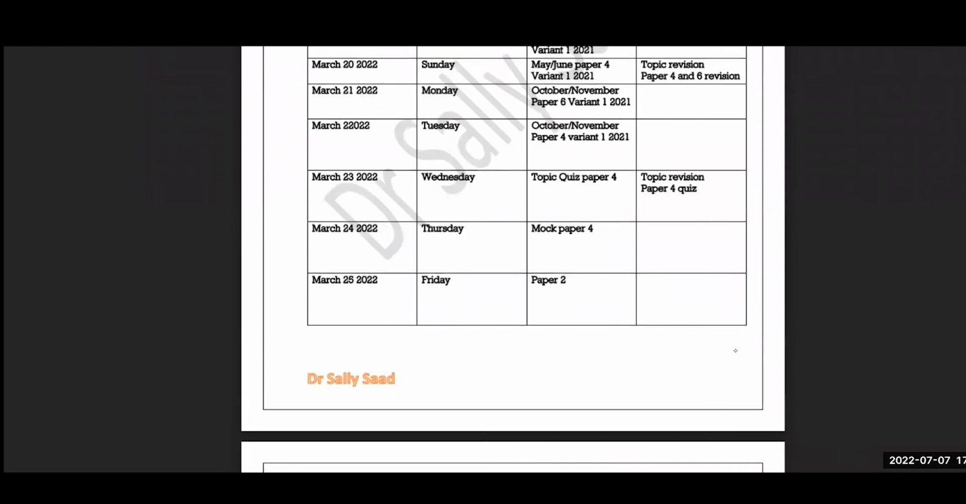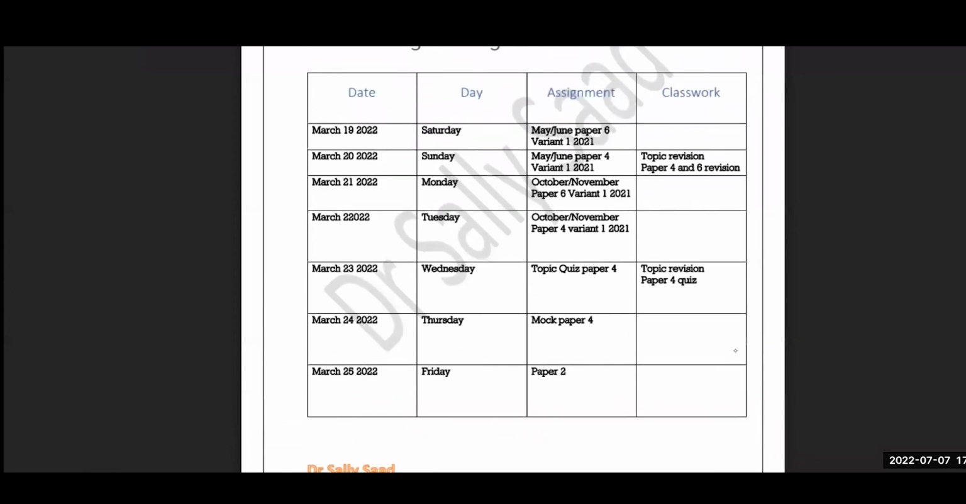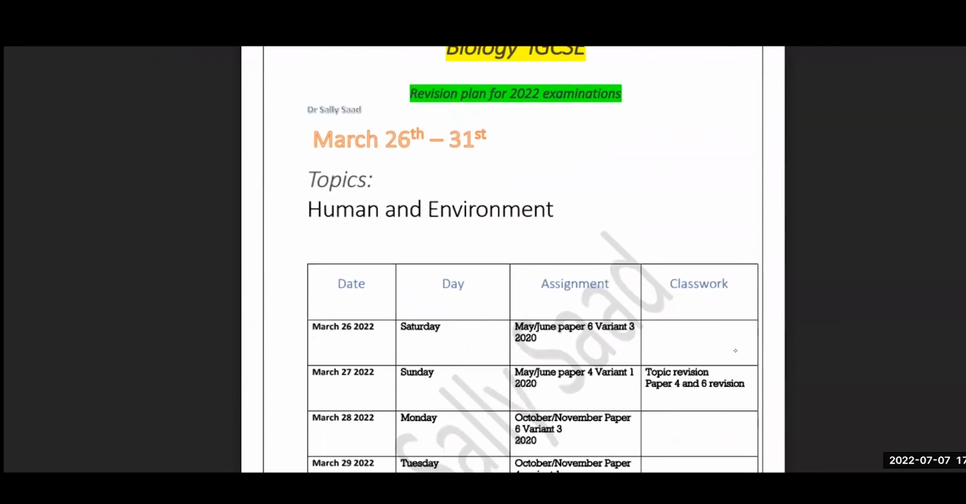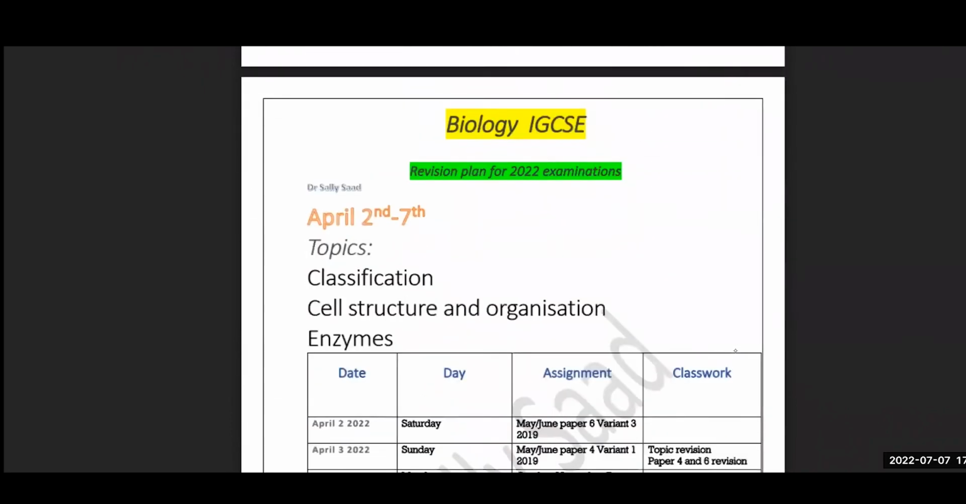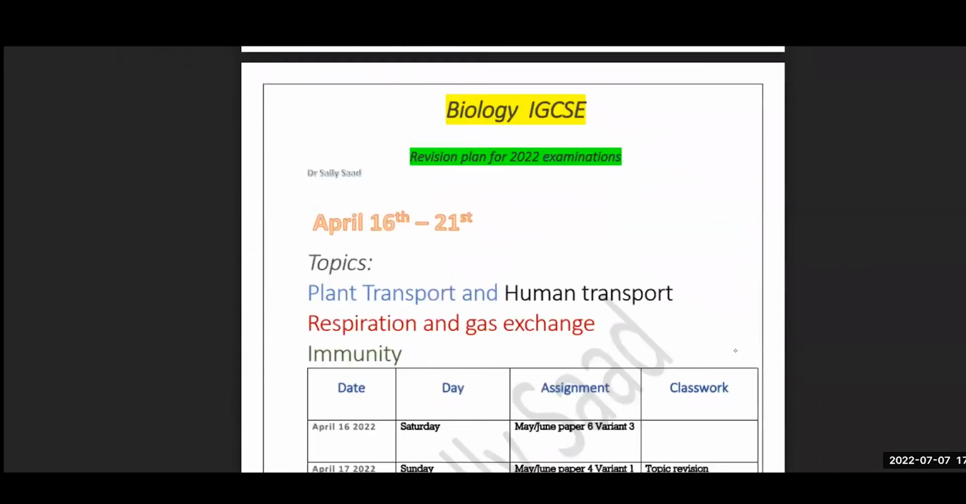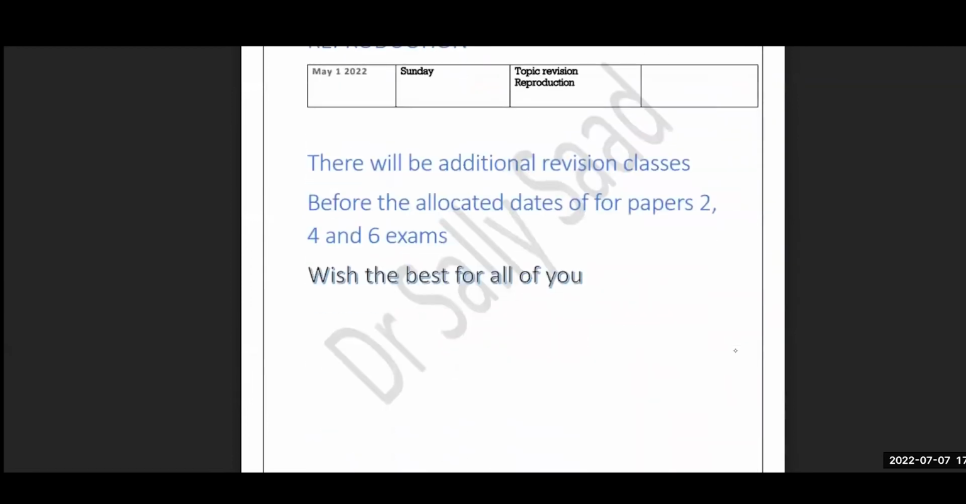And there is a mock paper. This test will be for the whole syllabus. It's paper 4. Then for the whole syllabus, paper 2. So you can see from Saturday to Friday, I will be with you 4 times, whether for revision or a test, with 3 tests and a daily assignment. It will be given to you, and shared with the parents as well as the student, till we finish our revision.